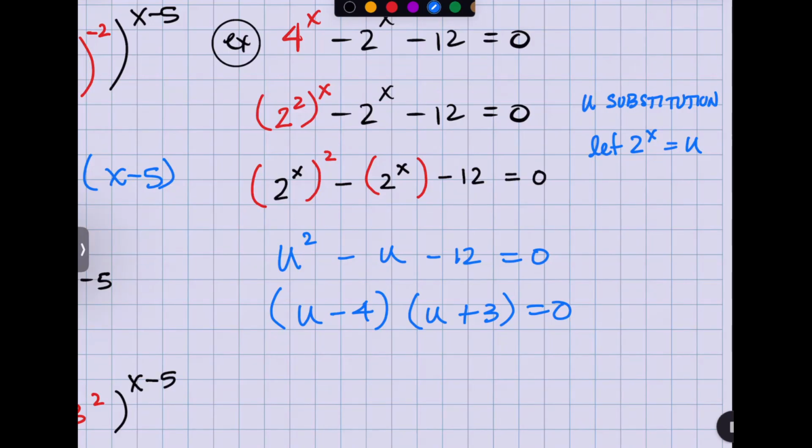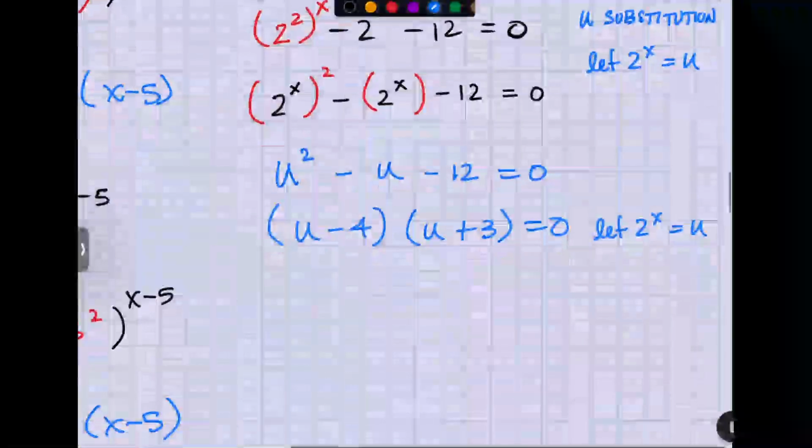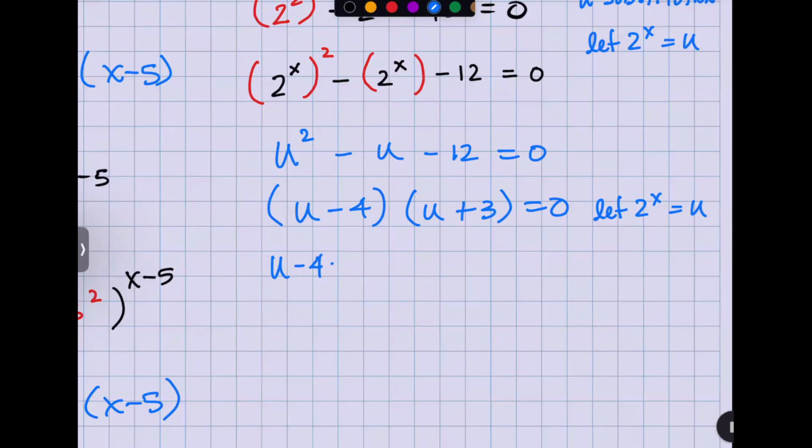Well, the problem is that my equation has raised to the x, so now I basically put things back where it's supposed to be. So typically I would say u minus 4 is equal to 0, and u plus 3 equal to 0, right? True? And u is equal to 4, and u is equal to negative 3, yes? Everybody agree? Okay, so now we just put it back. So we got 2 to the x equals 4. 2 to the x equals negative 3.